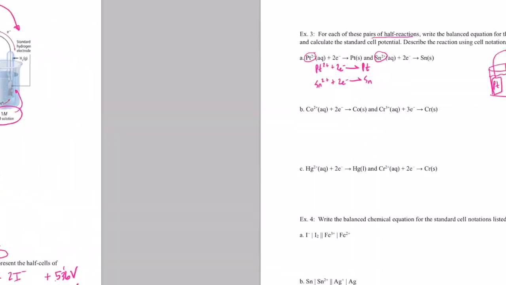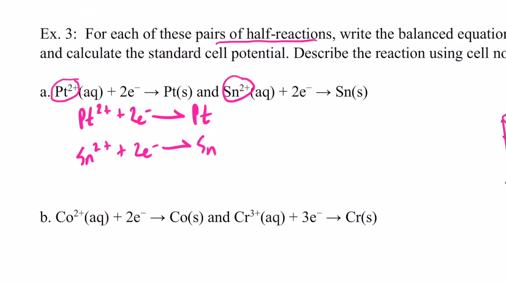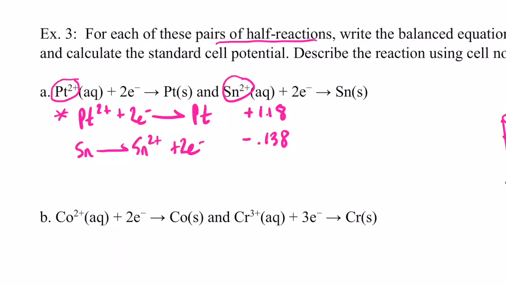So let's scooch back over now. We're going to write those 2 down. And so the platinum, as you recall, had a reduction potential of positive 1.18, and the tin was a negative 0.138. Now it's obvious that the platinum 2+ has the higher reduction potential, so we're going to leave that equation as it's written, and the tin equation we're going to write backwards. So we're going to go ahead and erase this, and we're going to have tin becoming tin 2+ and 2 electrons. Now that's oxidation, so we change this sign to a positive 0.138.